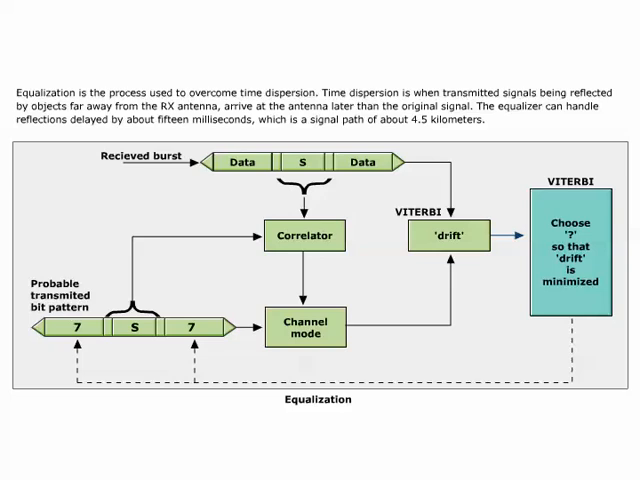Equalization is the process used to overcome time dispersion. Time dispersion is when transmitted signals being reflected by objects far away from the RX antenna arrive at the antenna later than the original signal. The equalizer can handle reflections delayed by about 15 microseconds, which is a signal path of about 4.5 kilometers. It creates a model of the transmission channel and calculates the most probable transmitted sequence.